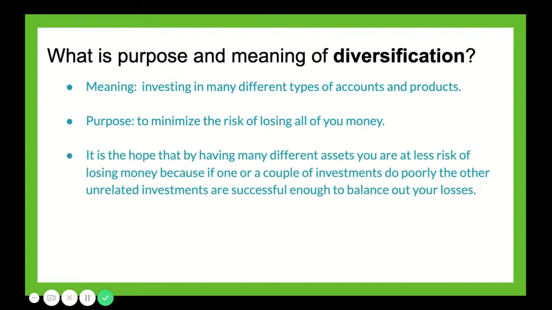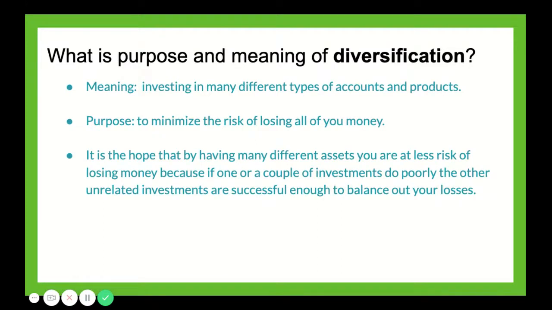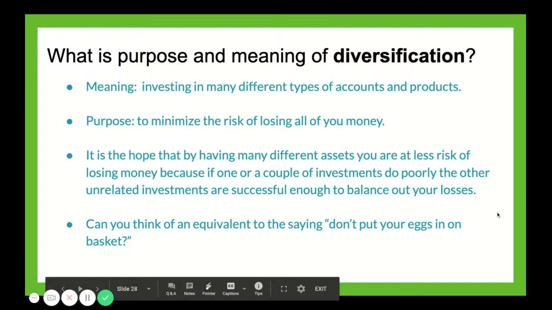It is the hope that if you've got a lot of different assets, you're at less risk of losing money because if one or a couple of investments do poorly, the other unrelated investments are successful enough to balance out your losses. So let's say you own stock in two companies and one company goes bankrupt. That stock won't be worth very much, but hopefully your other stocks are maintaining their value. Can you think of a different equivalent to the saying, don't put your eggs in one basket?